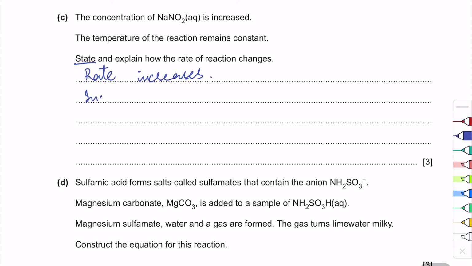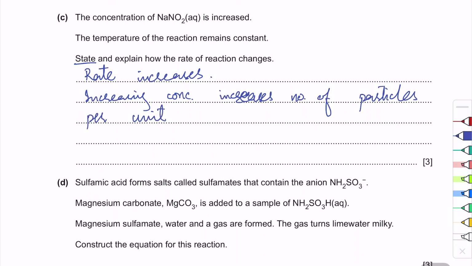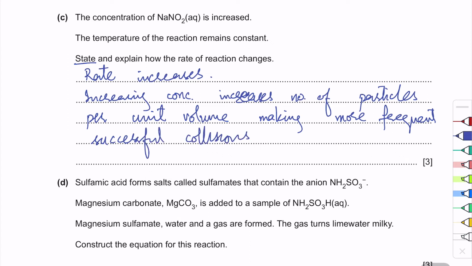And then we explain why that is. Because increasing concentration increases the number of particles per unit volume. Volume का जिक्र जरूर करना है. Making more frequent successful collisions per unit time. That's it.